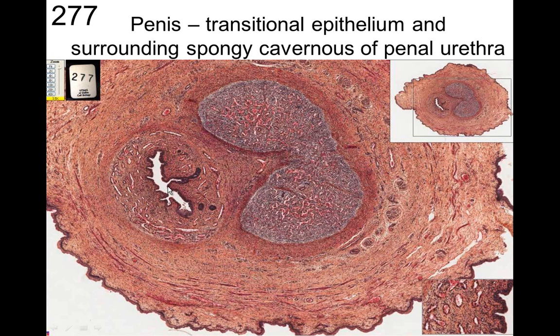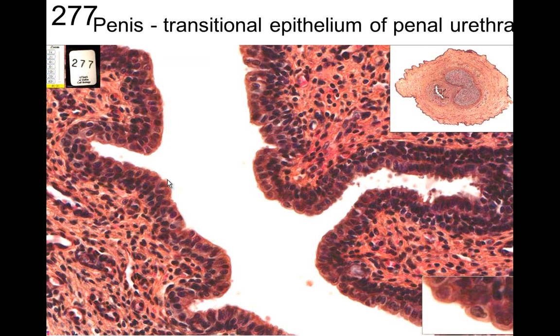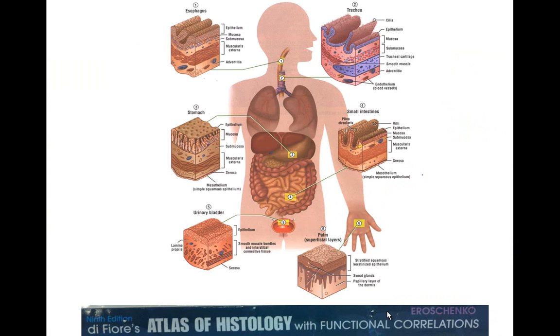In the penis, the urethra has varying types of epithelium. It could be transitional, stratified cuboidal, or stratified columnar. Different types of epithelium line that cavity. Here this looks like a stratified cuboidal type of epithelium, but in other places it looked like it could be transitional epithelium, but they have both kinds.